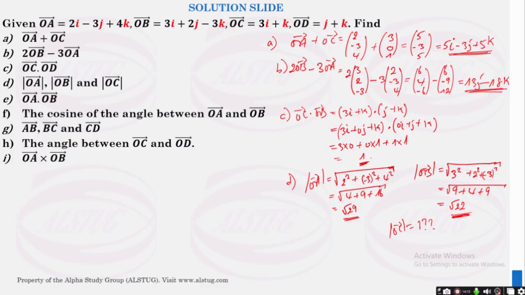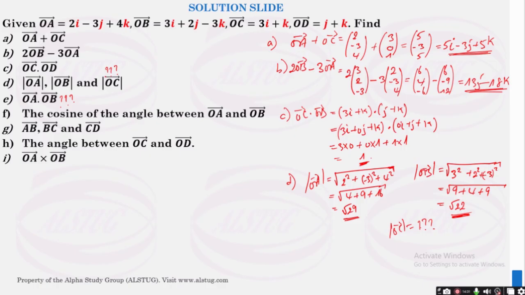You're going to do that by yourself. Now we have OA dot OB again. You're still going to do that by yourself. That will still be an assignment. So you have this as an exercise. Now the cosine of the angle between OA and OB.